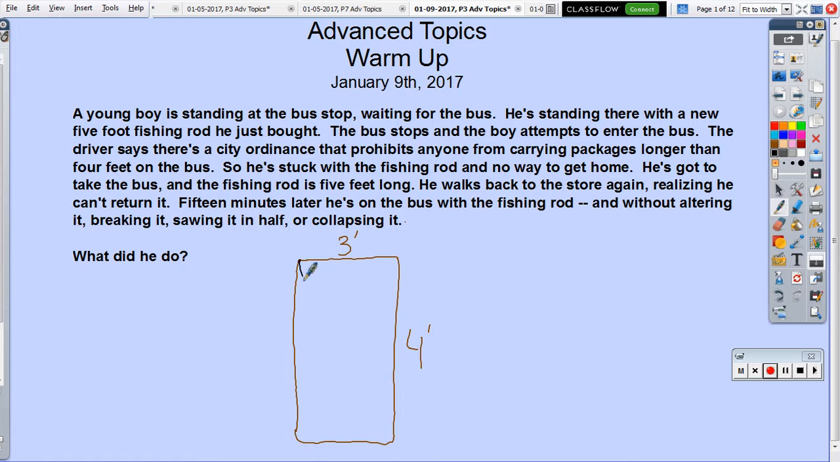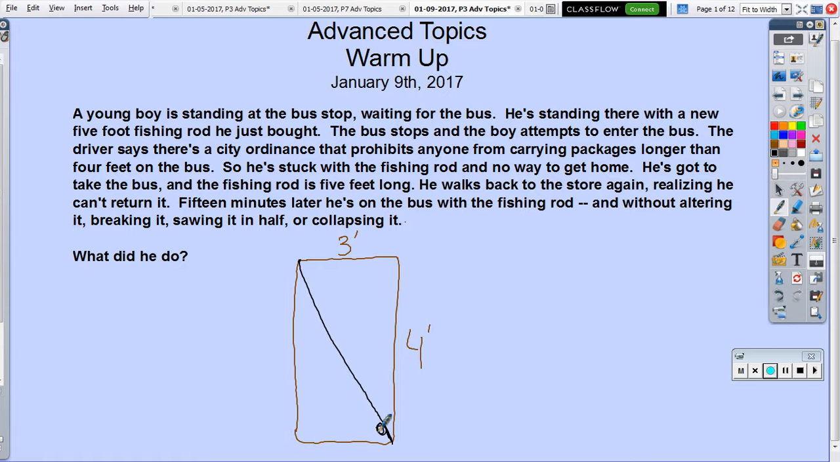So what he did was he went back to the store and he got a box that was 3 feet by 4 feet. He stuck the fishing rod in the box diagonally and brought the fishing rod onto the box.